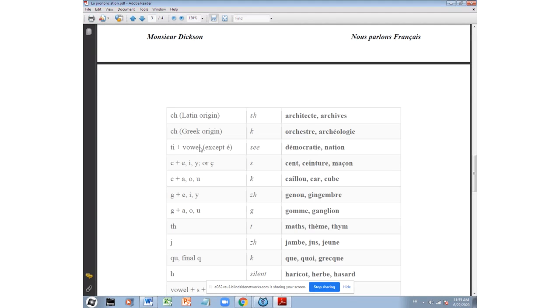Next, we have these words here, the CH Latin and then the CH Greek. The CH Latin is the sound "sh", like architecte, archive. But the CH Greek, know these two. Most of the words with CH in French are pronounced as "sh", just like the sample words here.